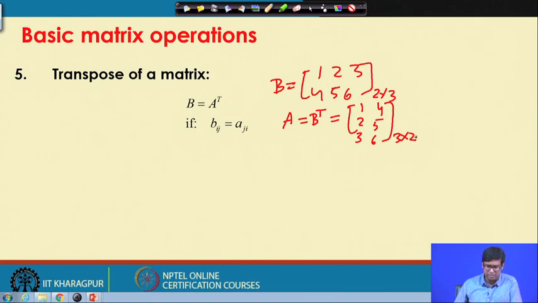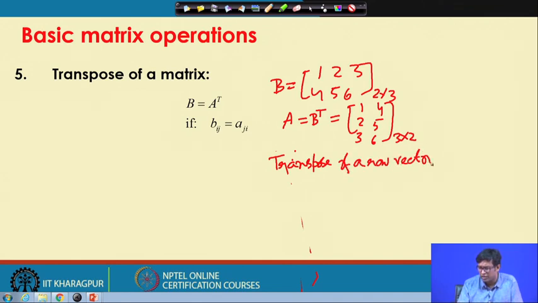Therefore, the orders of the matrices are changed, and we can also write the transpose of a row vector, and a row vector will have a single row. So, the order, say this R is a row vector, will be 1 into m, and its transpose, say C, will now have order m into 1, and this is a column vector.